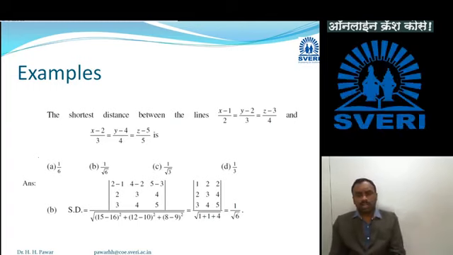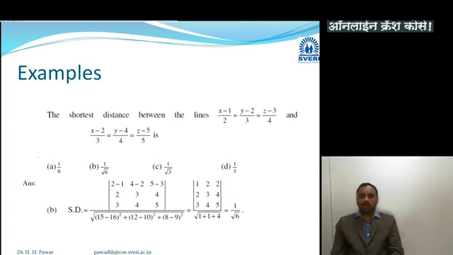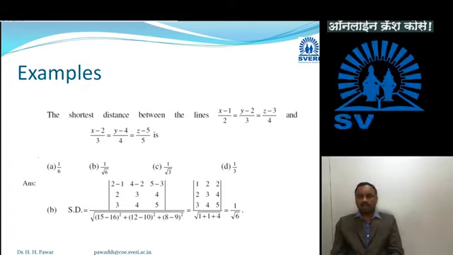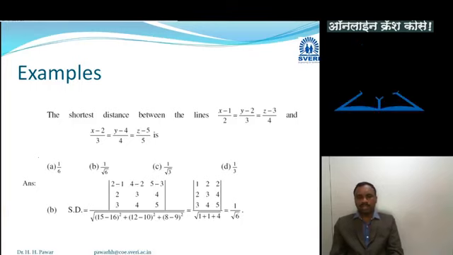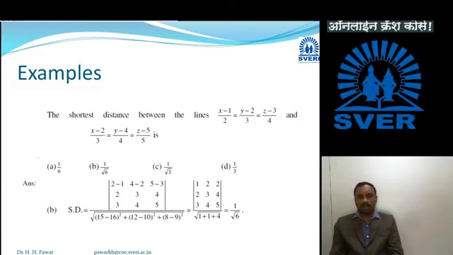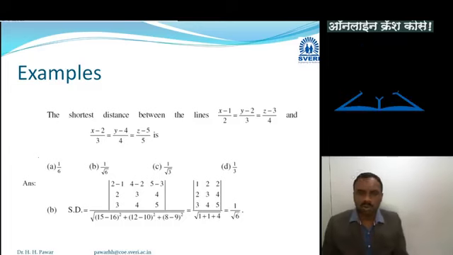So here put values of, now two lines are given. Clearly from the first line it is observed that the line passes through the point (1, 2, 3), and from the second line equation we'll see that the line passes through the point (2, 4, 5). Direction ratios for the first line are 2, 3, 4 and direction ratios for the second line are 3, 4, 5. So by putting the values in the formula we'll get the value of shortest distance equal to 1 upon root 6.